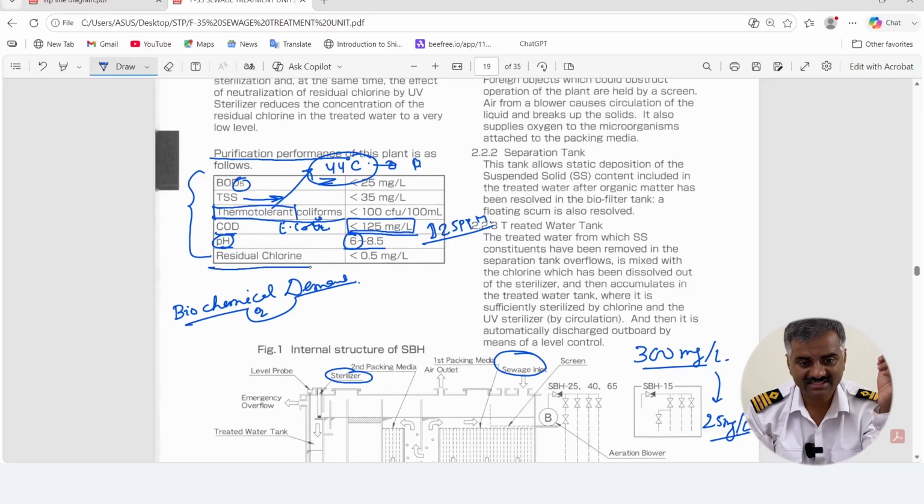And lastly is the residual chlorine. This is basically disinfecting the material, and it should be less than 0.5 ppm. We don't want the chlorine to be too much, because that also becomes damaging to the environment. The chlorine content is required to be only less than 0.5 ppm.